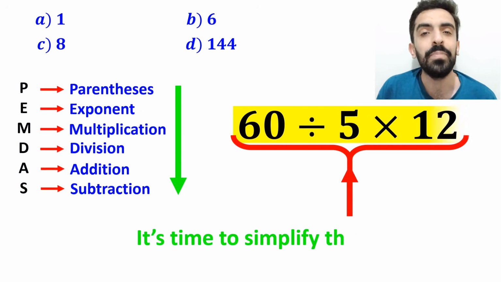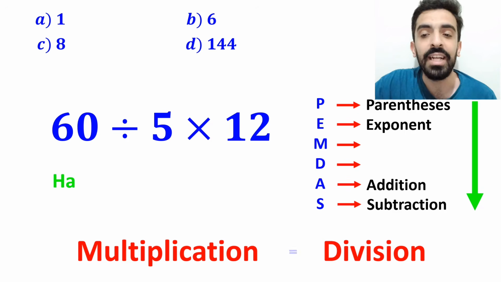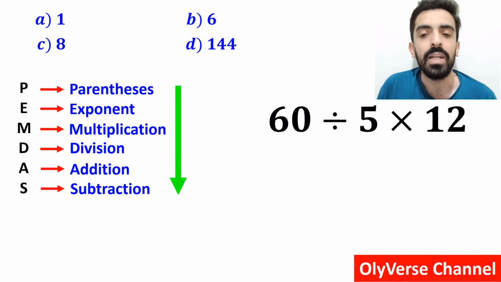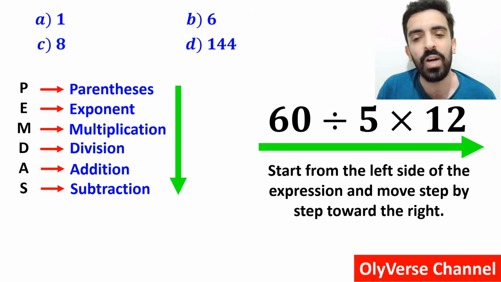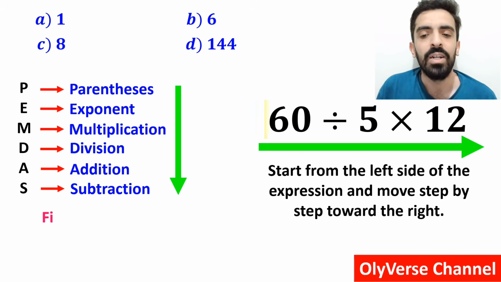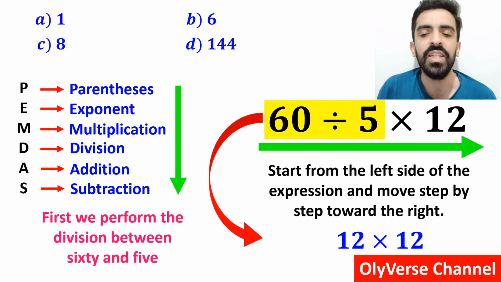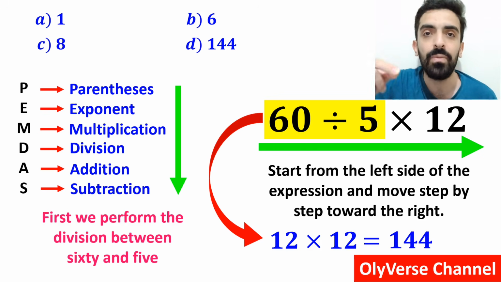Now, it's time to simplify this expression. It's very important to note that in the PEMDAS rule, multiplication and division have exactly the same level of priority. In this case, all we need to do is to start from the left side of the expression and move step by step toward the right. So, first we perform the division between 60 and 5, which simplifies this expression to 12 multiplied by 12. And finally, the value of this expression will be 144.